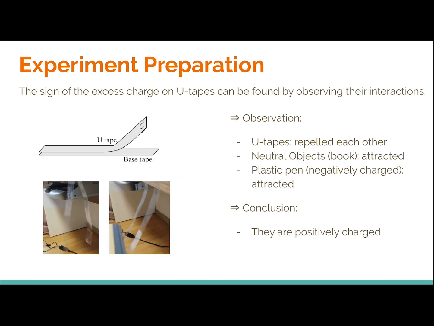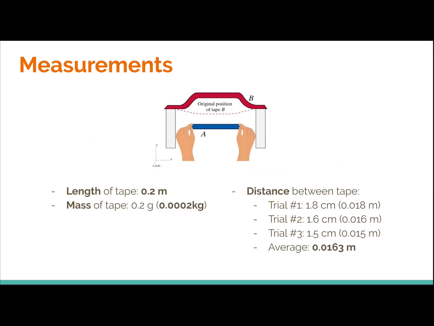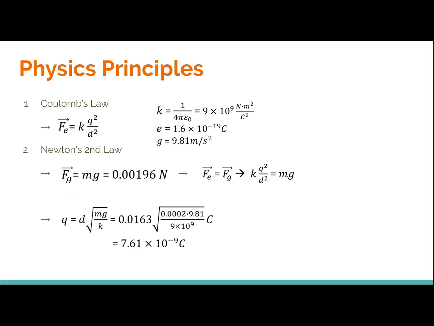I created two U-tapes and determined that they were both positively charged since they were attracted to the negatively charged plastic pen. Then I measured the distance between the two tapes when the upper tape started to float. The length of the tape was 0.2 meters, mass was 0.0002 kilograms, and after 3 trials of the experiment, I got 0.0163 meters for the average distance between the tapes.